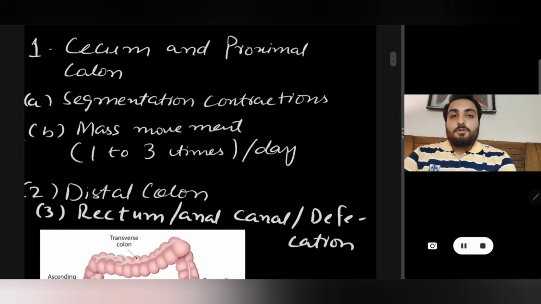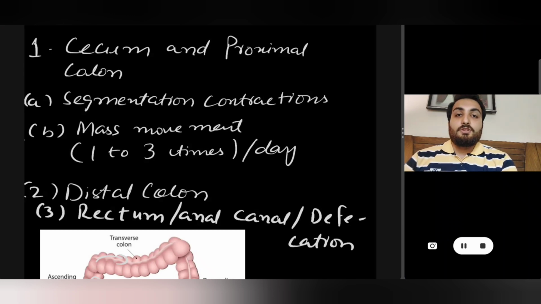First of all, the segmentation contraction occurs when the fecal matter moves from the cecum to the proximal colon, and then from the proximal colon the mass movement occurs, which is basically the movement from the transverse colon to the sigmoid colon. It occurs 1 to 3 times per day.